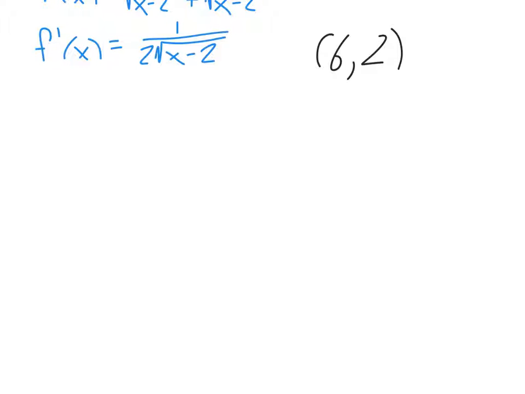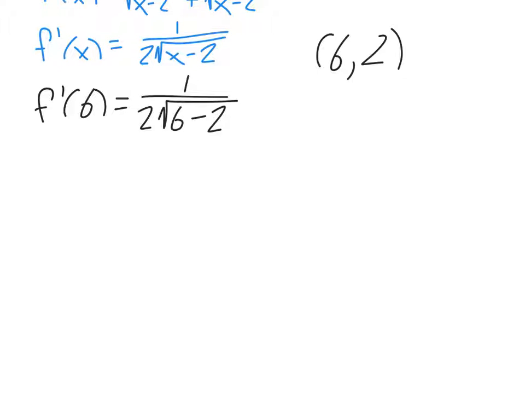All right, so if we know we're going through 6, 2, the first thing I want to do is figure out what f prime of 6 is going to be, because I want to know what is the slope when x equals 6. So I'm going to do 1 over 2 times the square root of the 6 minus the 2. Thankfully, that's going to work out to be a nice, pretty number, because the 6 minus 2 is 4, and the square root of 4 is 2, so it's 1 over 2 times 2, which gives me 1/4. So I know f prime of 6, that is the slope of my tangent line at 6, is 1/4.